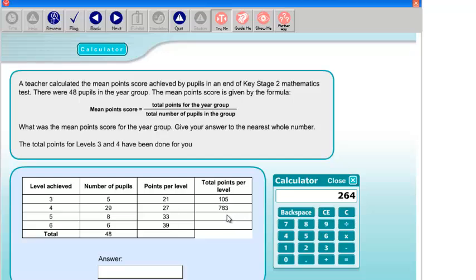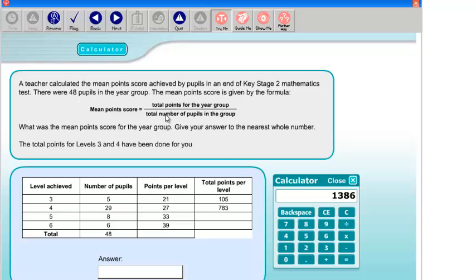So 264 will go here. And for the next one it will be 6 times 39, 234. So we'll add that to the figure we just worked out. So 234 plus 264 plus the other 2 that were already done for us. So that was 783 plus 105, giving a total of 1386.